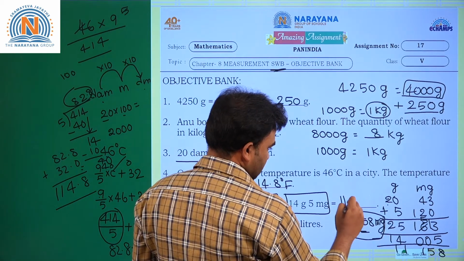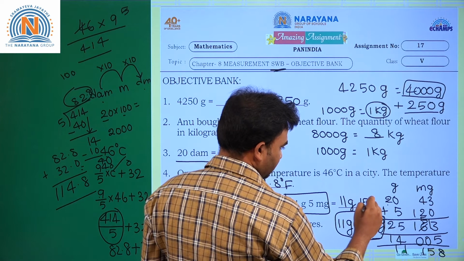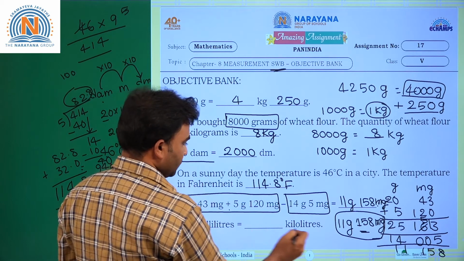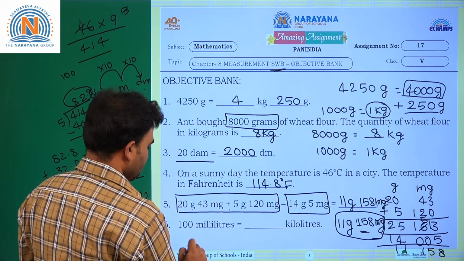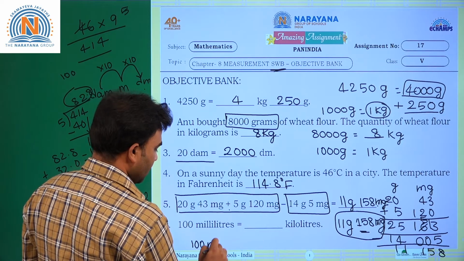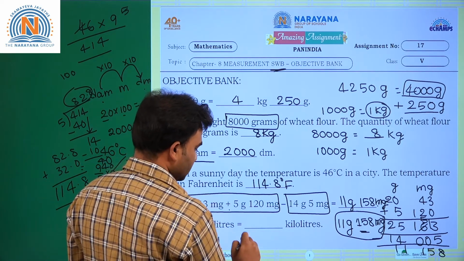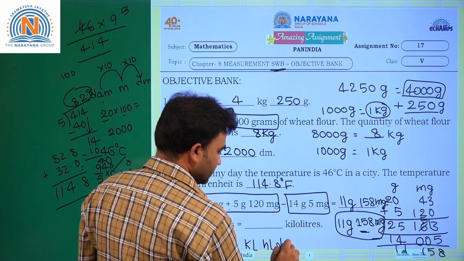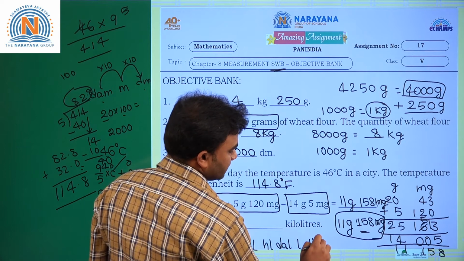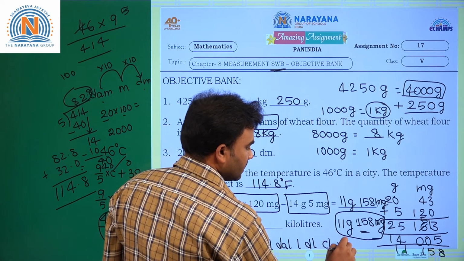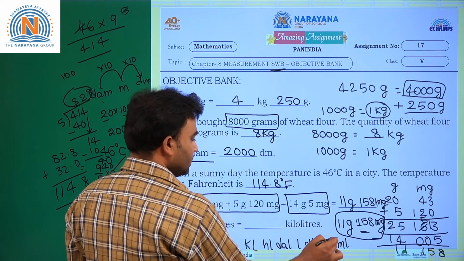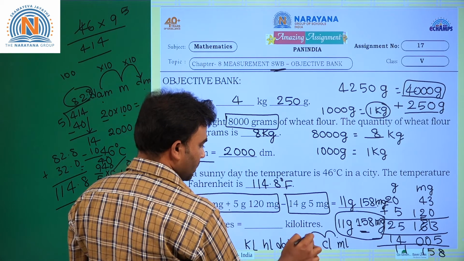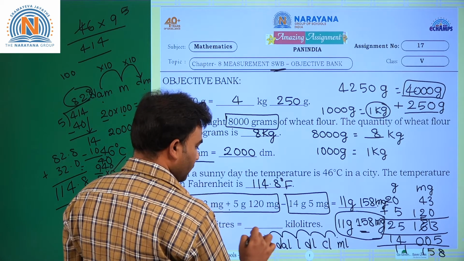So the answer is 11 grams 158 milligrams. Next one, 100 milliliters is equal to dash kiloliters. Now 100 ml, that means you take the table: kiloliters, hectoliters, decaliters, liters, deciliters, centiliters and milliliters. To convert milliliters to kiloliters, we have to move from right to left. How many times? 1, 2, 3, 4, 5, 6.